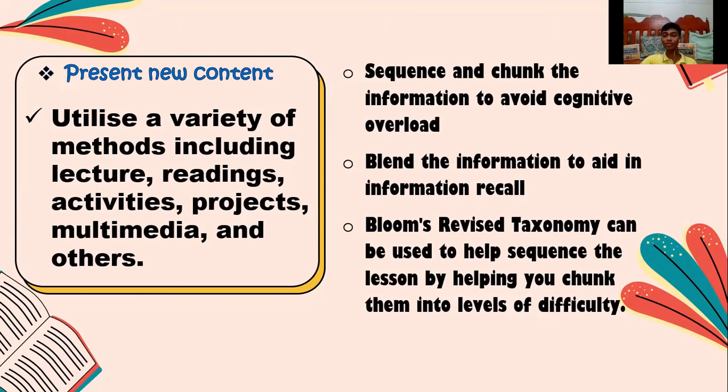Number one, sequence and chunk the information to avoid cognitive overload. Next, blend the information to aid in information recall. And third, Bloom's revised taxonomy can be used to help sequence the lesson by helping you chunk it into levels of difficulty. As teachers, we should present multiple versions of the same content, for example, videos, demonstrations, lecture, group work, and so on. We can also use a variety of media to engage students in learning.